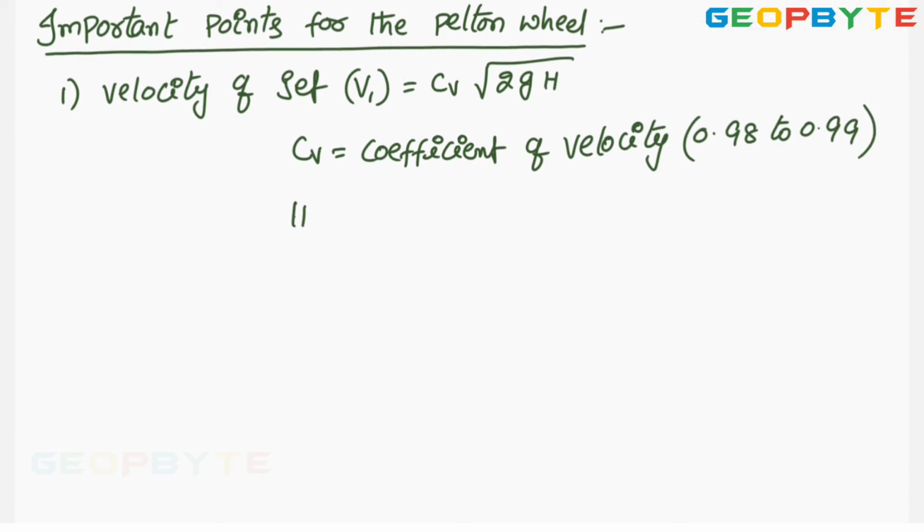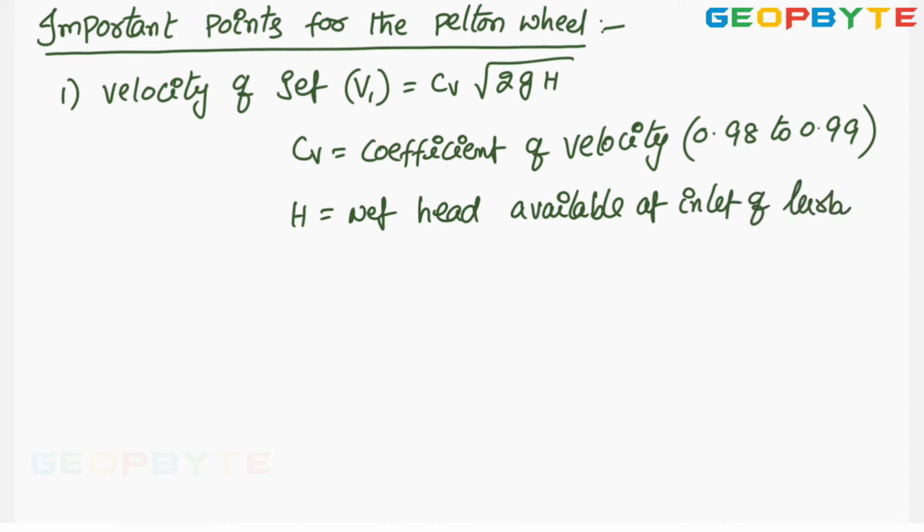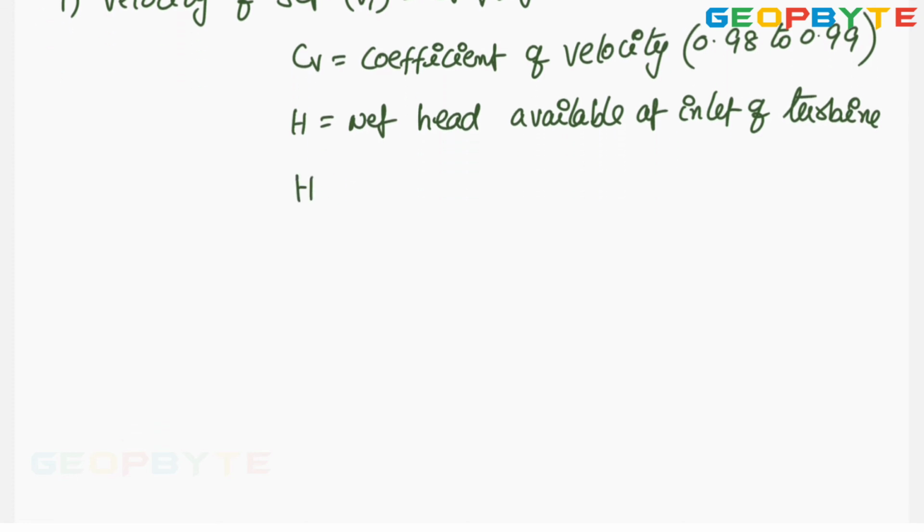H equal to net head available at the inlet of turbine. This net head available at the inlet of the turbine is equal to gross head minus head loss due to friction. Gross head minus head loss due to friction is the net head.